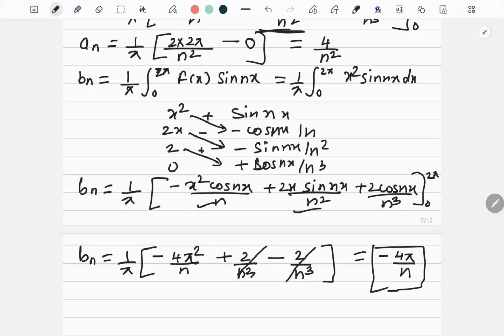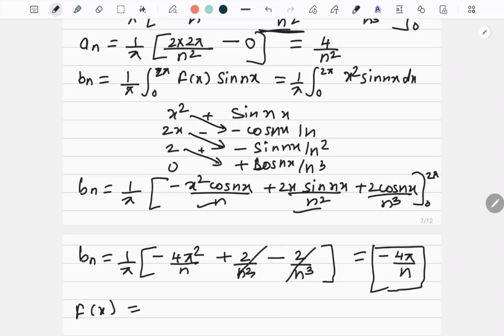Correct? Now let me cross check once again. This I got as minus this. Then I have substituted the value, and this minus plus got cancelled. So this is the perfect value. So what is my answer now?